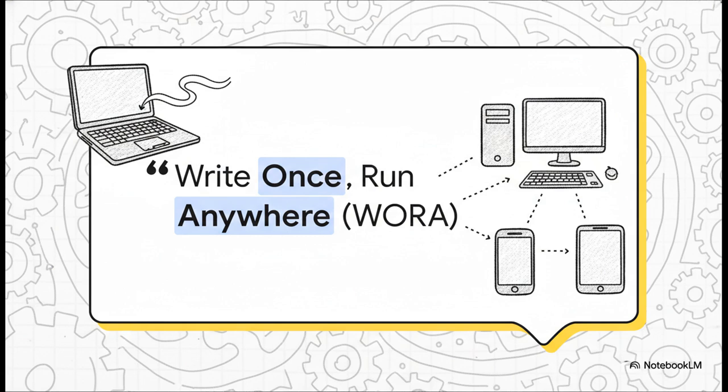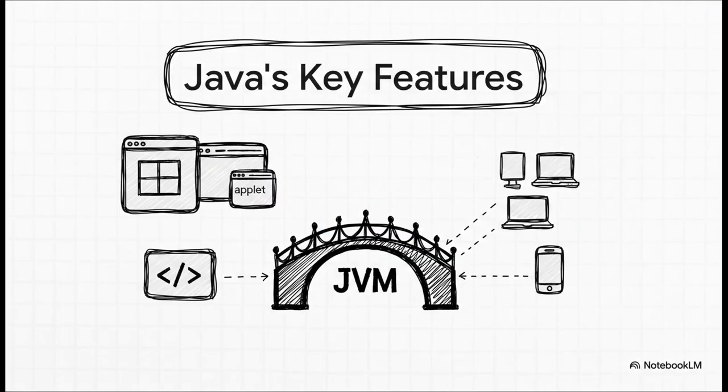It means you can write your code on, say, your Windows laptop, compile it, and then that same exact code can run on a Mac, on a Linux server, even on your phone, as long as it has the right Java setup. No rewriting needed. That's huge. So how does it pull this off? How does this whole run anywhere thing actually work?